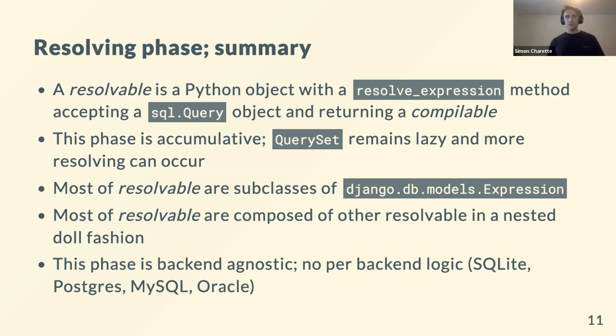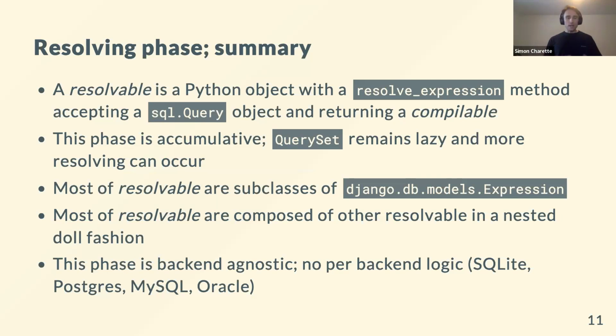If you look at the code base, most resolvables are subclasses of django.db.models.Expression. This is a kind of protocol, the old resolvable idea, but you can subclass Expression and implement the right method, and you will get what you need out of the box by doing that. And most of the resolvables are composed of other resolvables in a nested fashion. So what does that mean exactly?